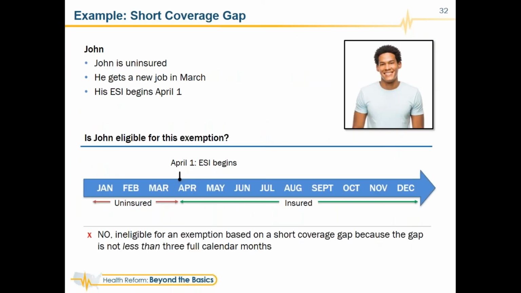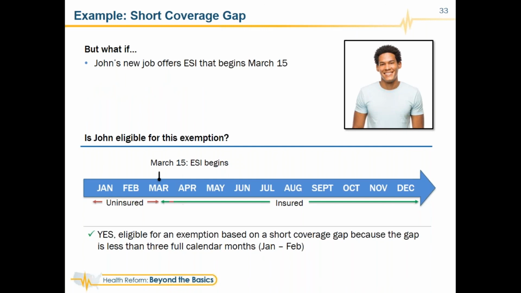A quick example of that: John is uninsured. He gets a new job in March. His employer-sponsored insurance begins in April. So John is not going to be eligible for this exemption because his gap was 3 months. It was not less than 3 full calendar months.